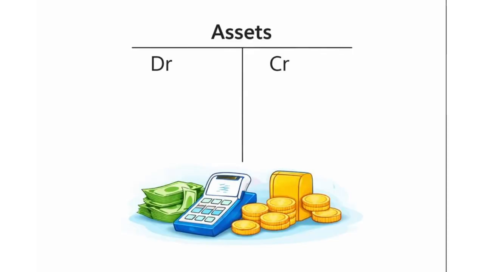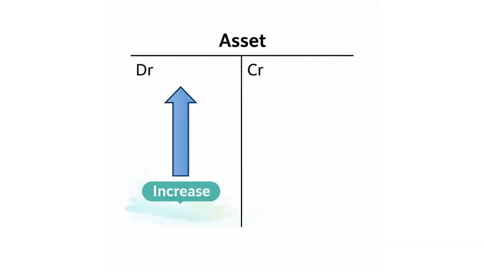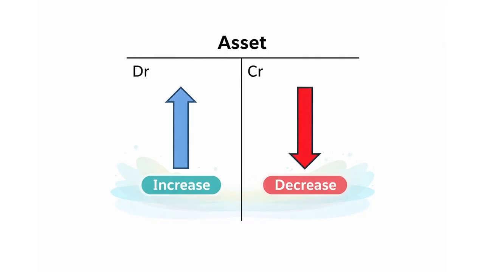Let's start with the first account type, assets. An asset is something the business owns or controls, and that provides future economic benefits. Examples of assets include cash, bank, accounts receivable, inventory, equipment, etc. For asset accounts, increases are recorded on the debit side, which is the left side. Decreases are recorded on the credit side, which is the right side. So, remember the rule. Assets increase with debit and decrease with credit.